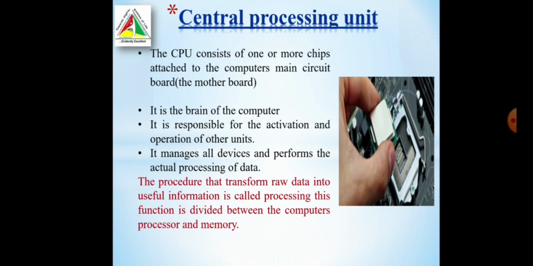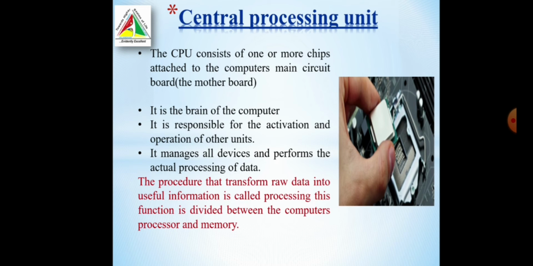Then comes the central processing unit. The central processing unit is also known as CPU. The CPU consists of one or more chips attached to the computer's main circuit board, that is called the motherboard. CPU is the brain of a computer. It is responsible for the activation and operation of other units. It manages all devices and performs the actual processing of data.